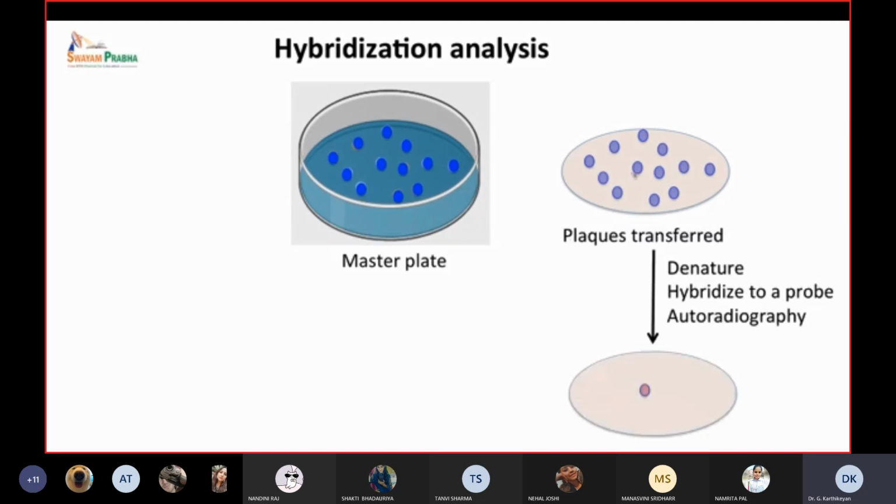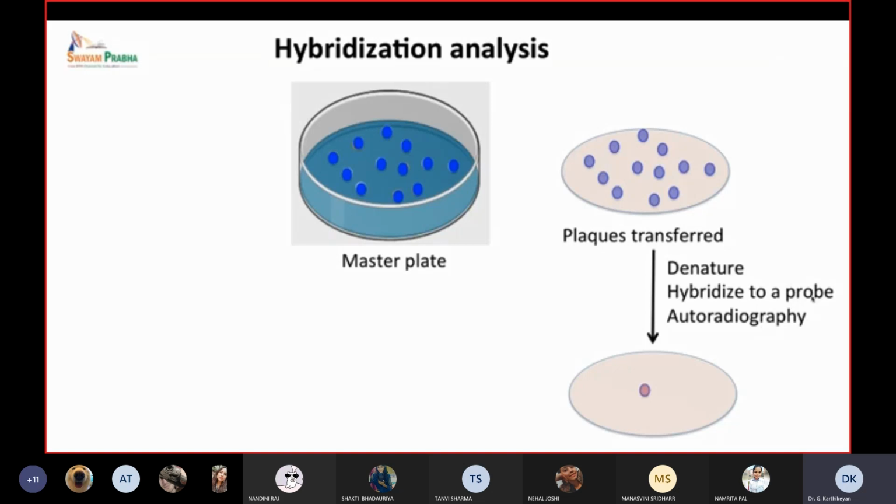So now, because the plaques have been transferred and they will contain the bacteriophage vectors containing the DNA of interest, right? So each of them has a different DNA fragment that is there. So you lyse them, denature the DNA, and hybridize to a DNA probe. And if this DNA probe is labeled with radioactivity, you do autoradiography.